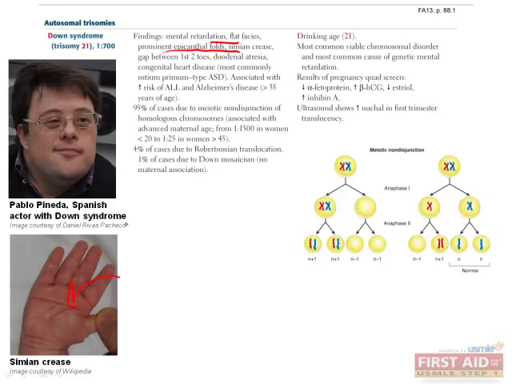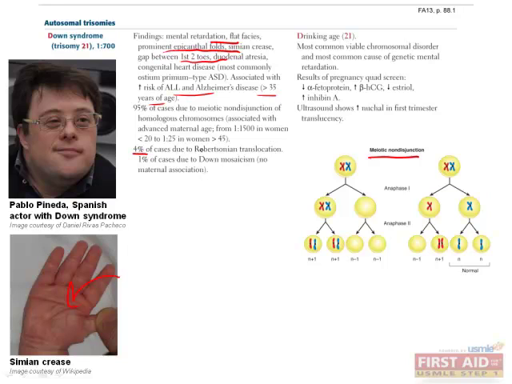They can also have a gap between the first 2 toes, duodenal atresia, and congenital heart disease, and have an increased risk of acute lymphoblastic leukemia and Alzheimer's disease, which they can get at young ages. The most common cause of Down syndrome is meiotic non-disjunction, which becomes increasingly common with advanced maternal age. At the age of 20 or younger, this non-disjunction occurs in only about 1 in 1,500 pregnancies, whereas in women over the age of 45, it increases to about 1 in 25 pregnancies.